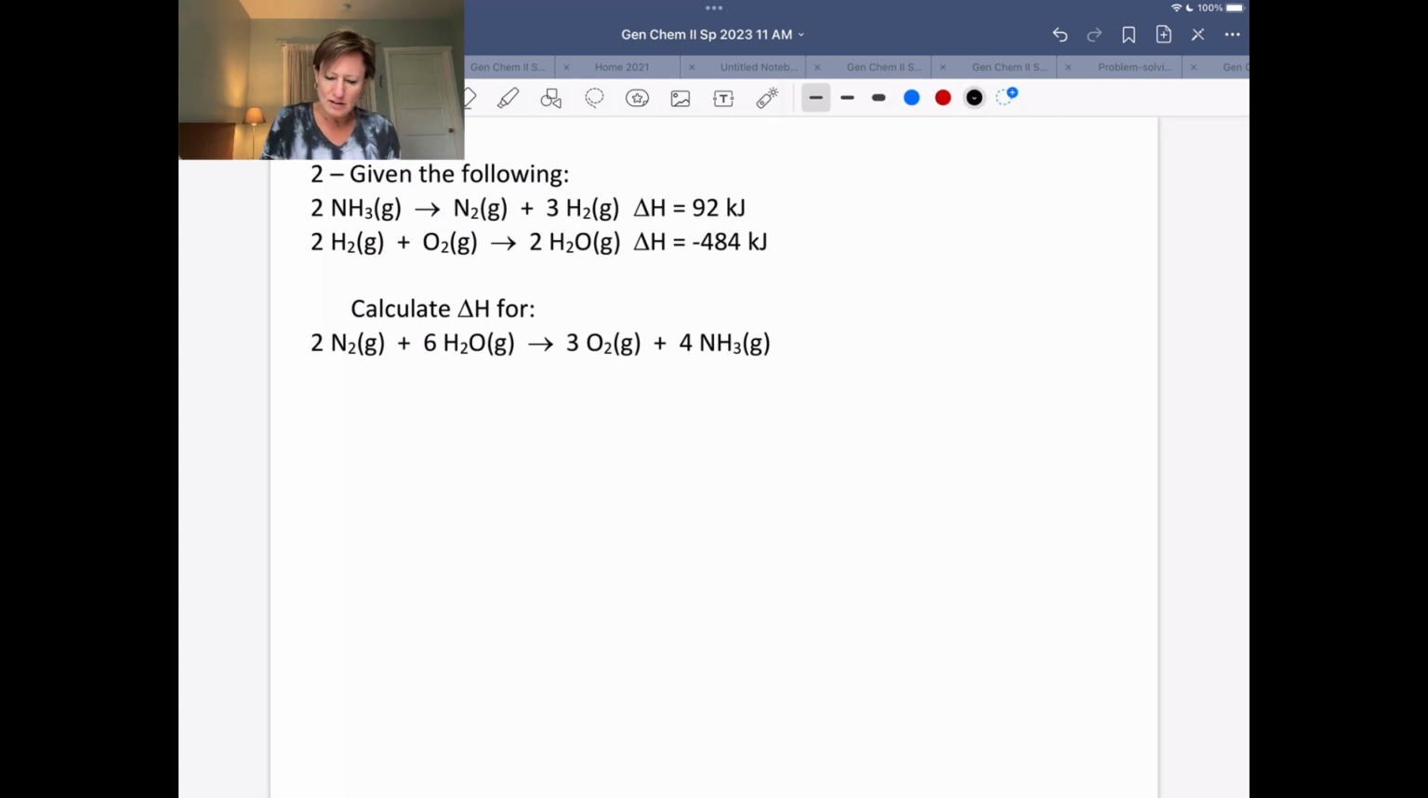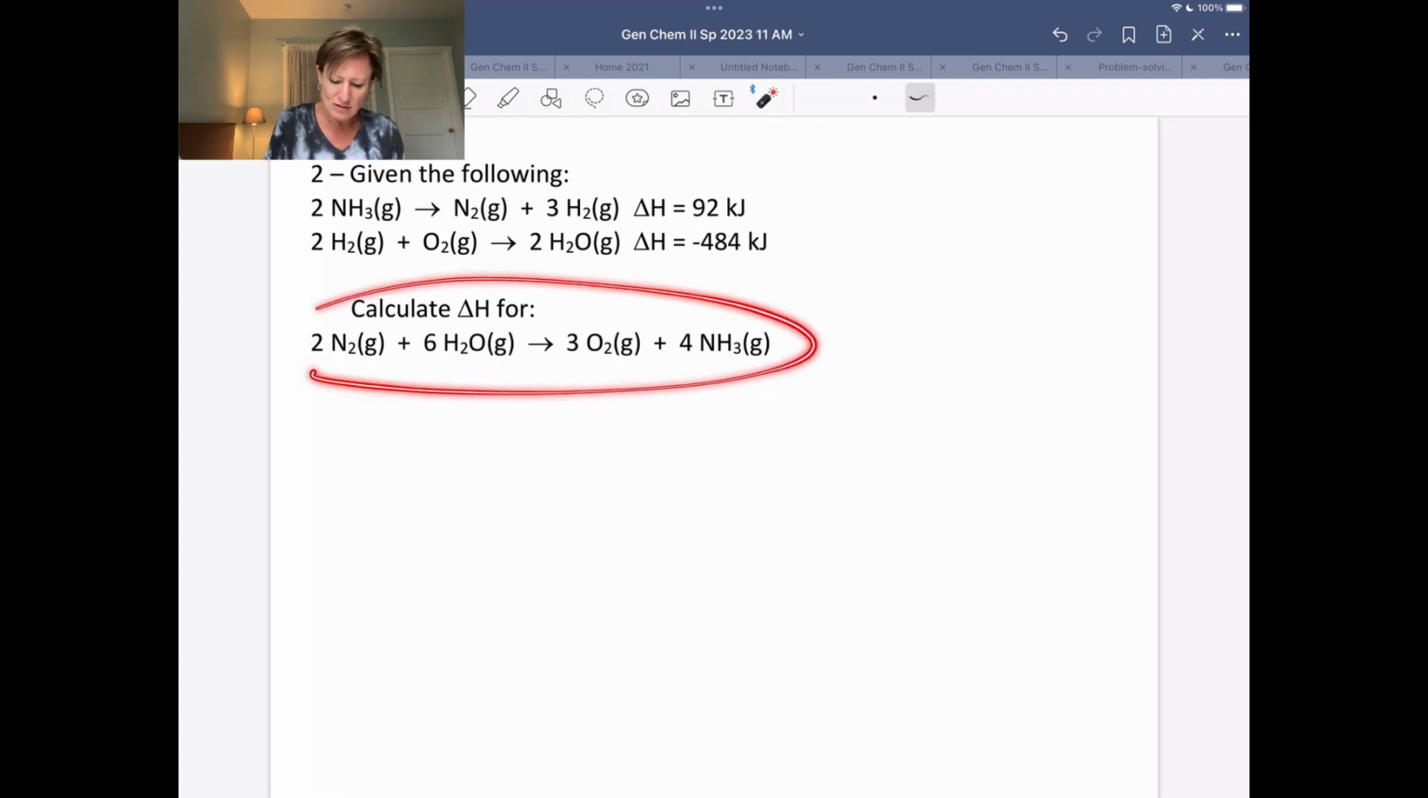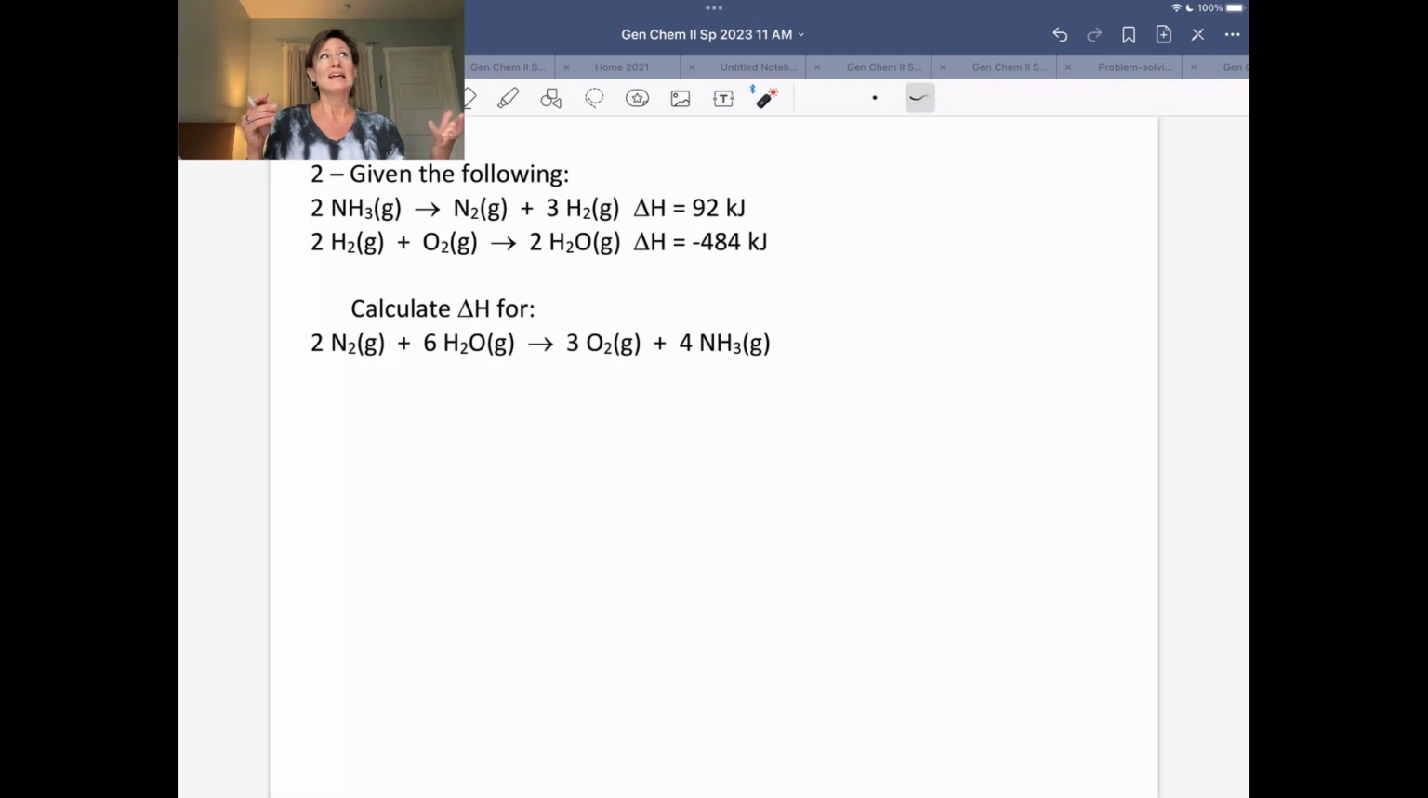So, first problem here, here's our target equation. Calculate delta H4. So here's how you know when you have a Hess's Law problem. You're going to be asked to calculate delta H for a reaction, and you're going to be given a list of other chemical reactions. That's one of those clues that tells you this is that kind of problem. So this is my target equation.